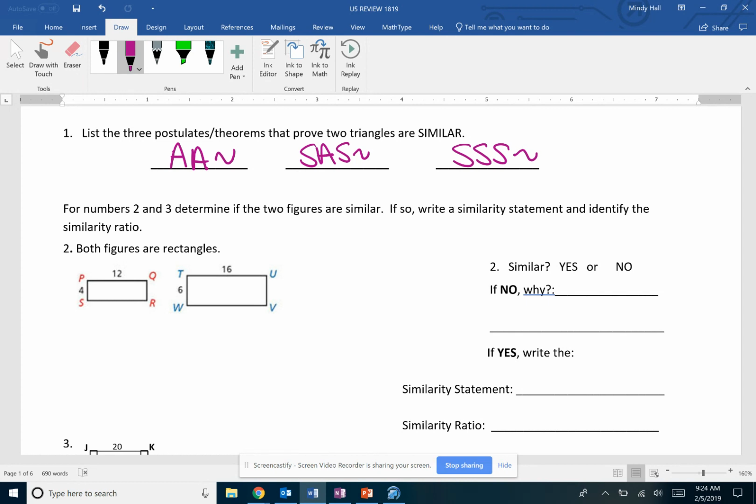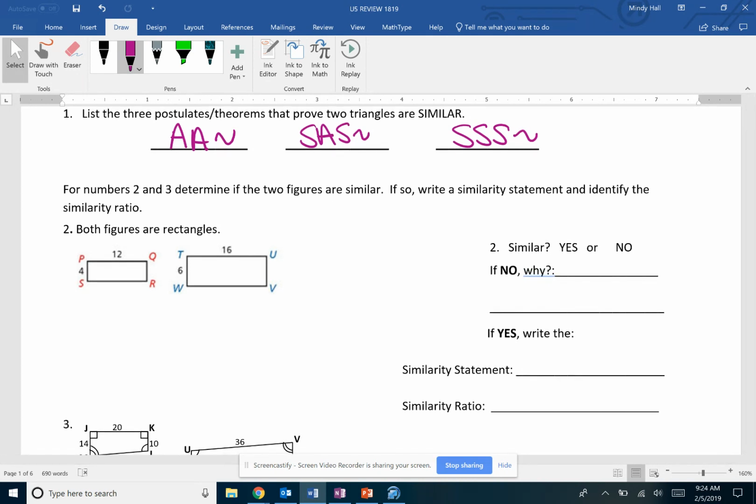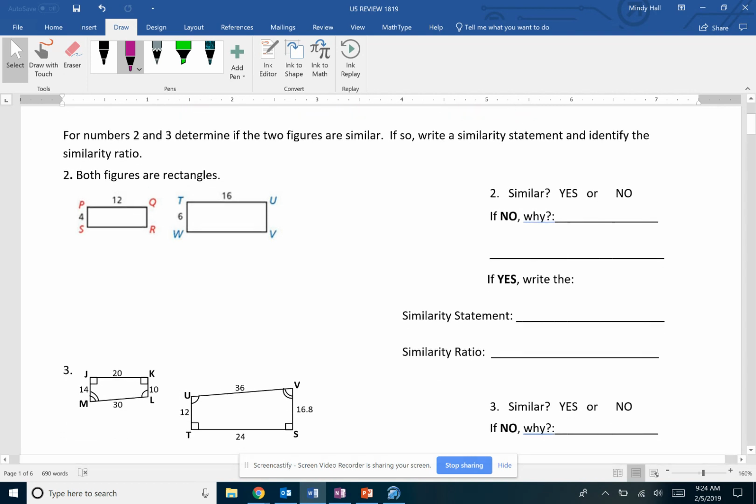So for 2 and 3, we need to figure out if the figures are similar. So remember, in order for things to be similar, they have to have all their sides proportional and all of their angles the same. So if we notice, we are told that these are rectangles, so that we know all of these angles are right angles, so that we know all of those are good to go.